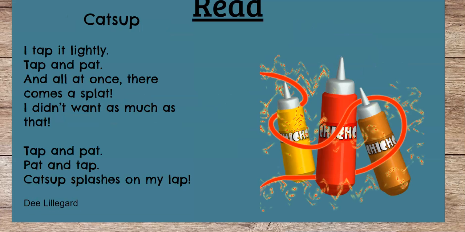Alright, we're going to read this little poem together, okay? So this is about catsup. It's kind of like ketchup, but not exactly the same.